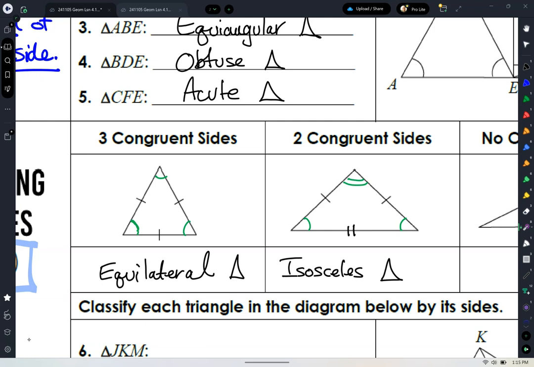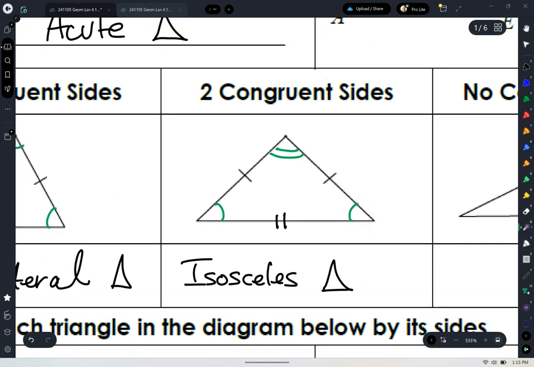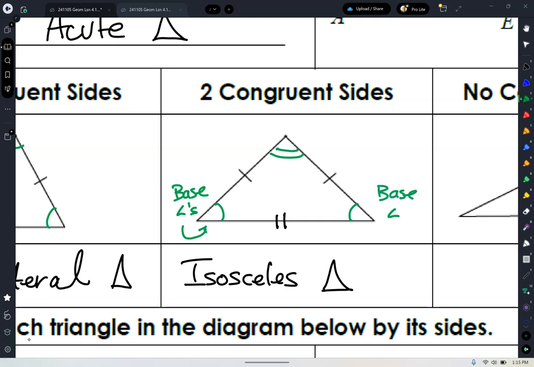Okay, now, there's some particular vocabulary that goes with this that you need to know. So let's take a note of some of this vocabulary. These 2 congruent angles down here are called the base angles of the isosceles triangle. These are your base angles like that. And this top angle, the non-congruent angle, this one is called your vertex angle.